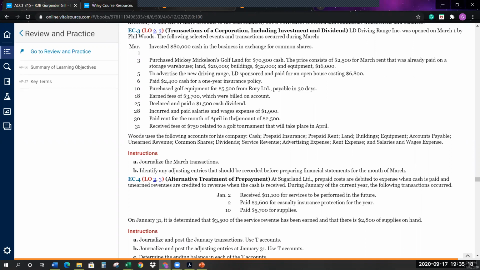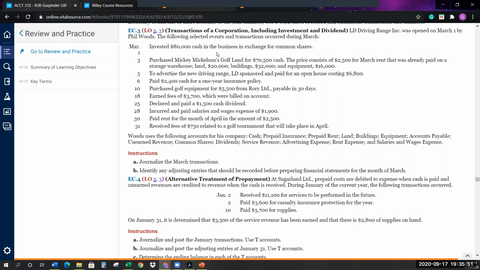So EC-3. LD Driving Range Inc. was opened on March the 1st by Phil Woods. The following selected events and transactions occurred during March. We are doing the journal entries in the first step, and then in the second step, we will identify if there is any adjusting entry that should be recorded before preparing financial statements for the month of March. So on March the 1st, invested $80,000 cash in the business in exchange for common shares.